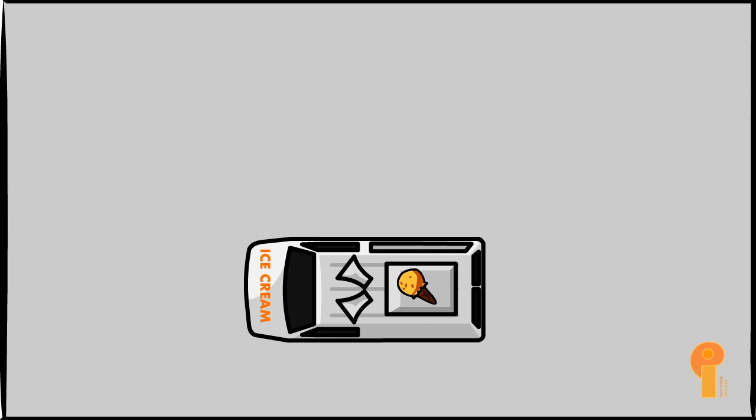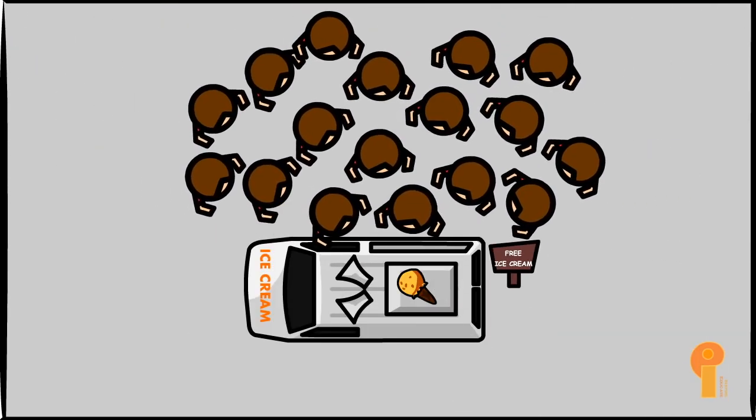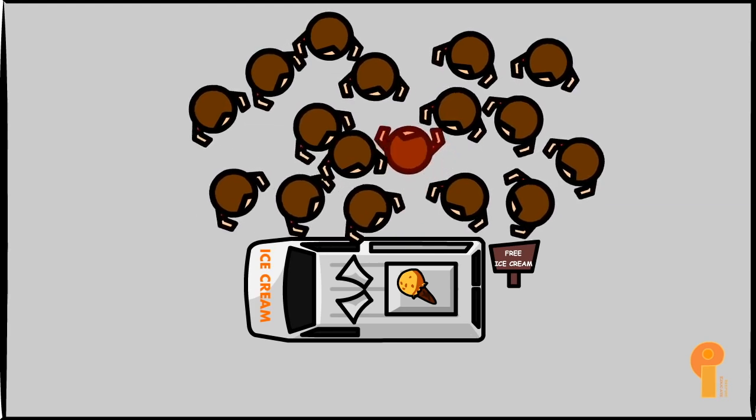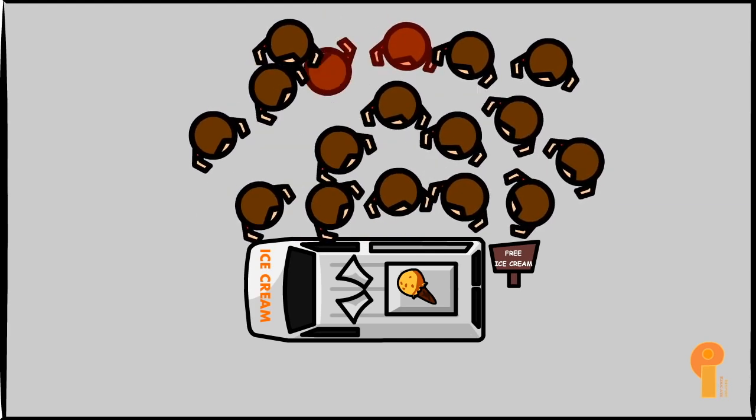Alright, so let's take a look at an example. Imagine an ice cream truck is giving out free ice cream. Of course you're going to have a huge crowd of people wanting some ice cream. The ice cream truck is the heat source and the people are the molecules. After this guy receives his ice cream, he's going to move to the back of the group because he's already gotten his ice cream. This is exactly what happens in convection.